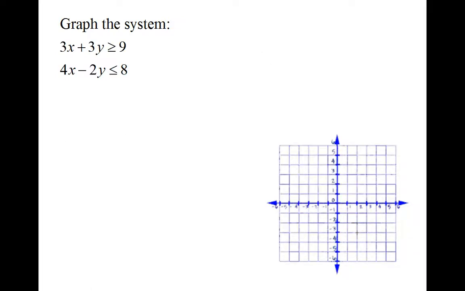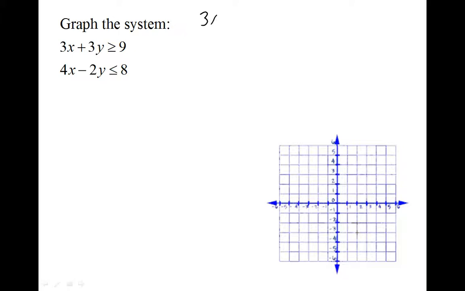All right. In this example, we have an extra step because notice we need to solve for y first in each of these. Okay, so that's the first thing I'm going to do. Do recognize that we have a greater than or equal to and a less than or equal to. Paying attention to the equal to, just pointing out that we are going to need solid lines when we graph these. So I'm just going to look at my first one.